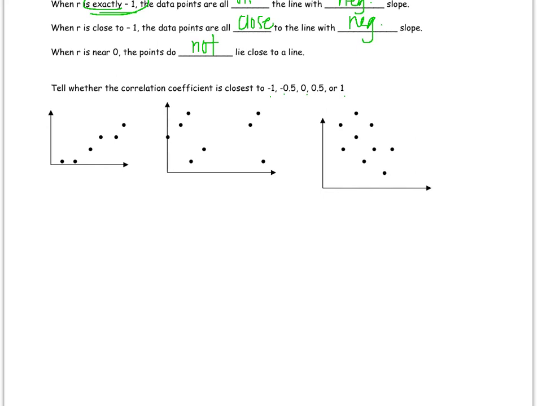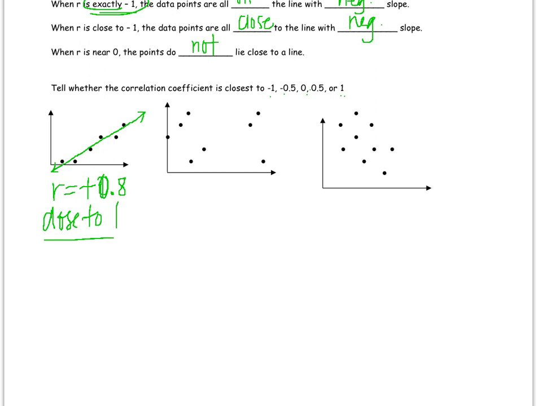Well, if I look at the first one, it looks like it's going in this direction, so I'm going to try and put a line in the middle of my data. Now, I can tell you it's positive, so whatever happens, r is going to be a positive number. Now, is it closer to 1 or closer to 0.5? In this case, if you look at my line, the data points are really close to my line, so I'm going to say r is close to a +1. Now, I would estimate it truthfully as a positive, like a 0.8 or a 0.9. Your calculator is going to help you approximate these. We just want a general idea.